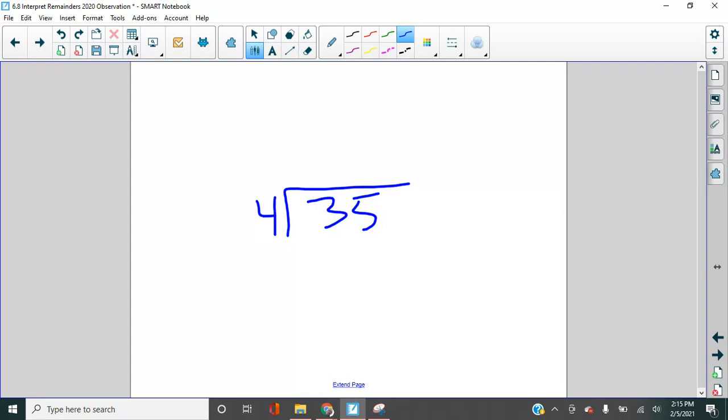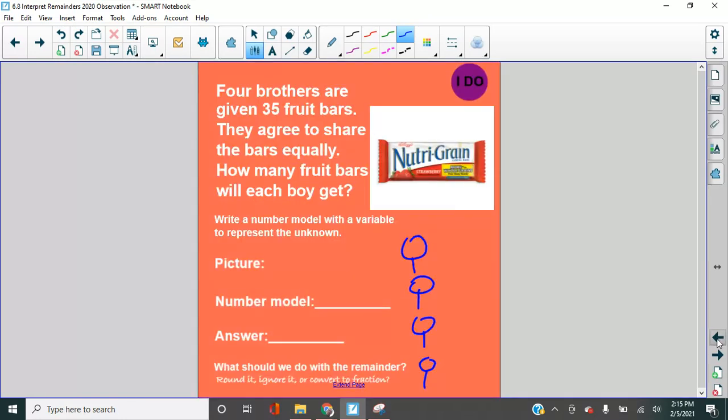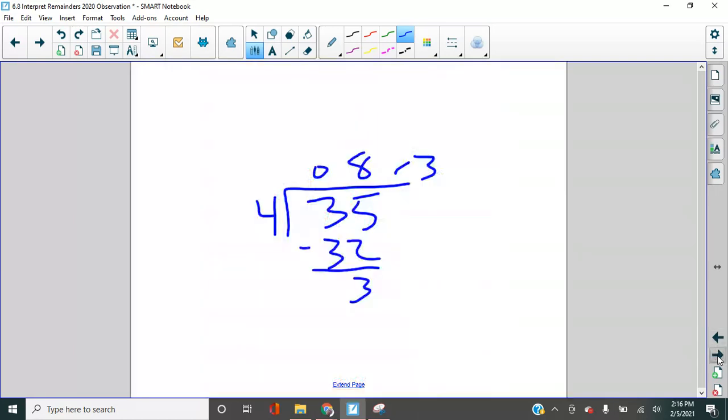Let's see. How many 4s are in 35? 8. Subtract 32, and there'd be a remainder of 3, right? A little shortcut. So each kid is going to get 8. So I'm going to represent that with a number here. This is 8 granola bars. And then there's 3 extras. Oh, what are they going to do with those extra granola bars? Here's the 3 extras.